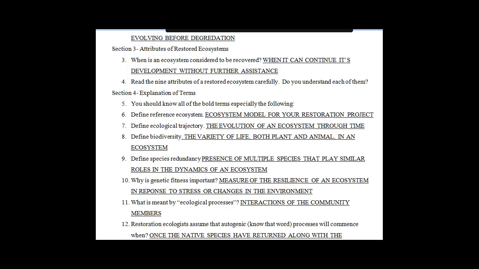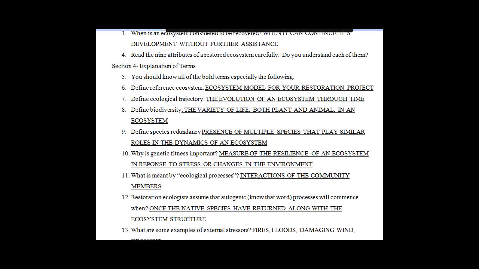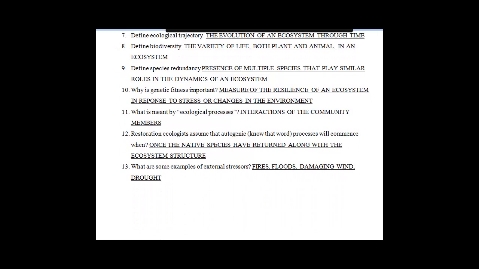One of the ways to measure, number 10, genetic fitness is to think about the resilience of an ecosystem to stresses or changes in the environment. Do those stresses or changes in the environment, like a drought, for example, do they really knock that ecosystem back, or is that ecosystem able to withstand a certain amount of stress?